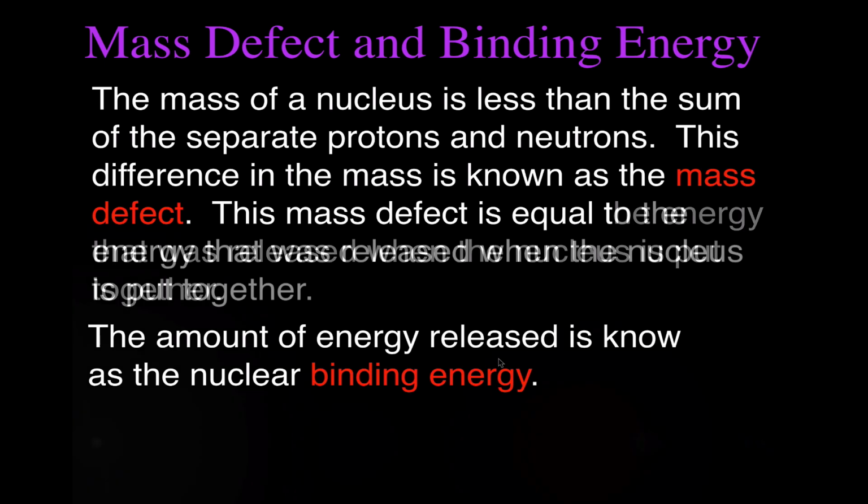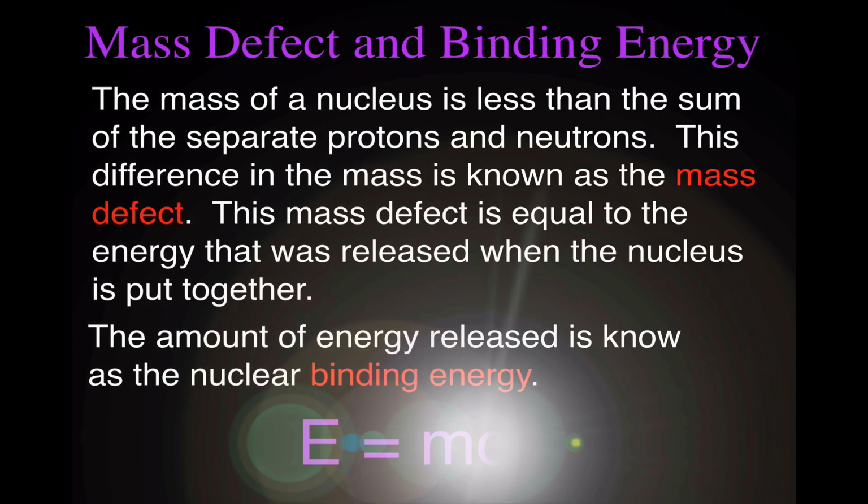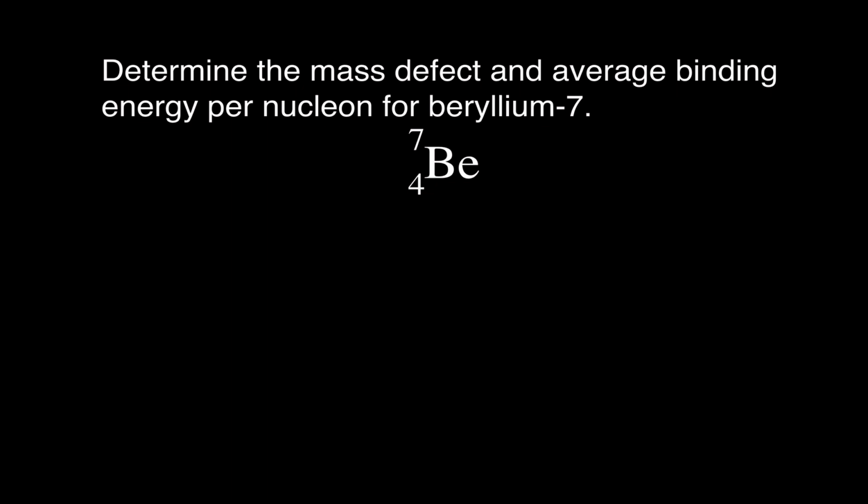All right. Okay, now we're going to do a quick example where we calculate the mass defect and the binding energy, and we're going to do that for a beryllium-7 atom. We're going to determine the mass defect and the average binding energy per nucleon for beryllium-7.